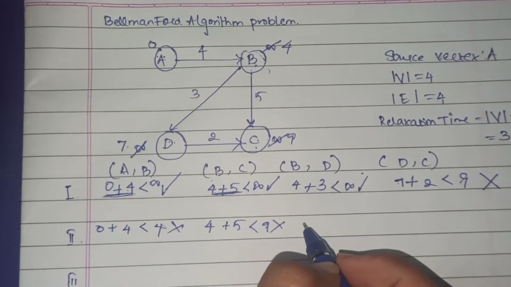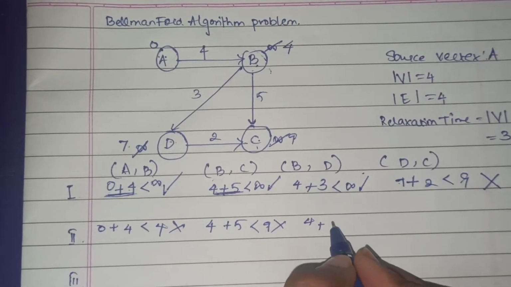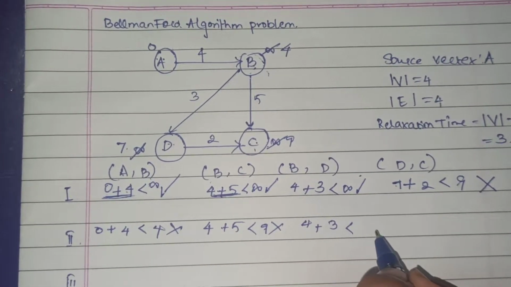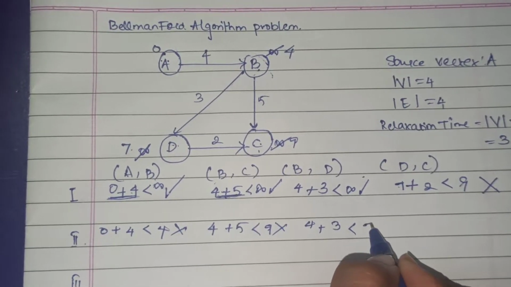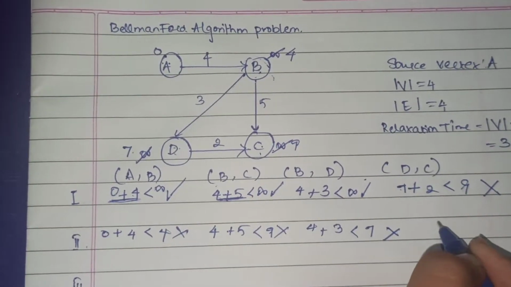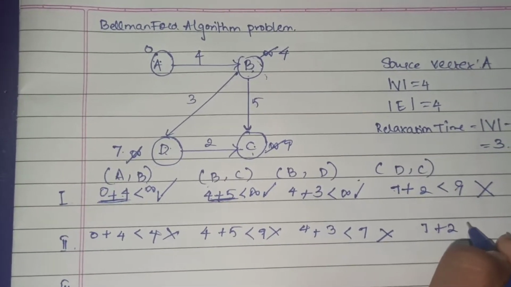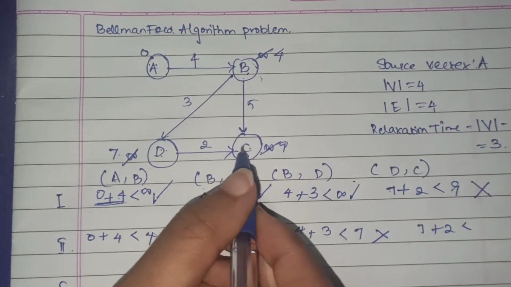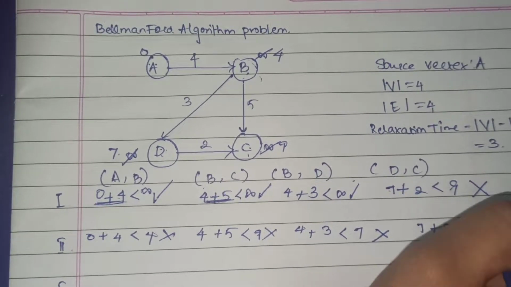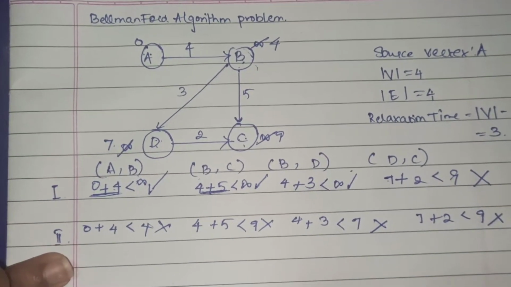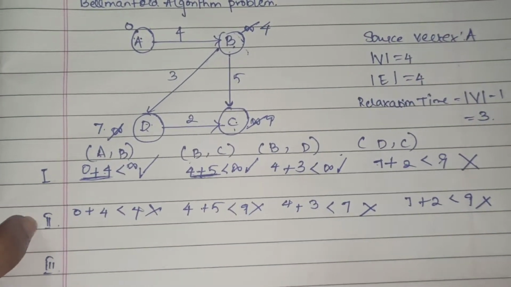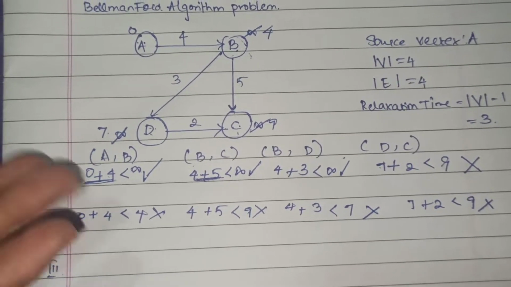Then B to D, the weight on B is 4 plus B to D distance is 3, and you have to check if it is less than the weight that is assigned to D, that is 7. 7 less than 7 is false, so you don't update. Coming to D to C, the weight on D plus distance between D to C should be less than the weight that was initialized to C, that is 9. So 9 less than 9, it is not true, so you don't update. So once you find that none of the edges have been updated, the further iterations also go on like this.